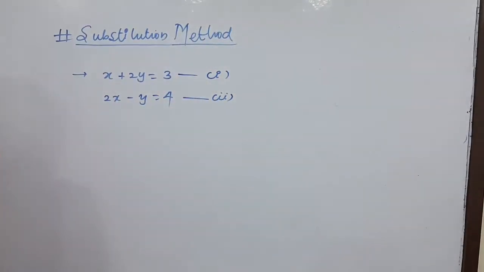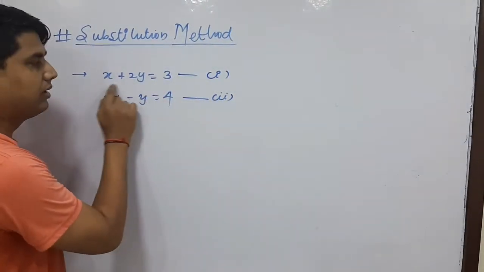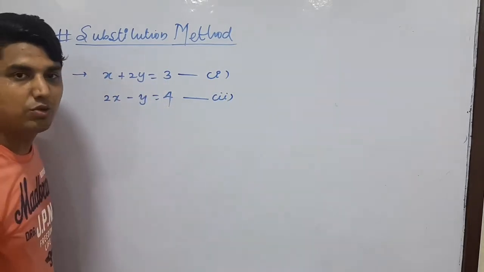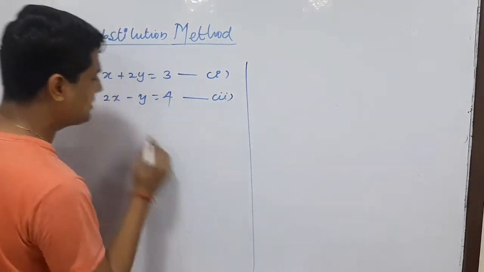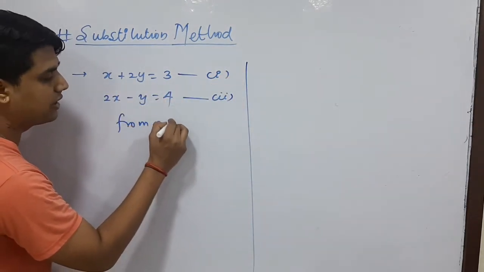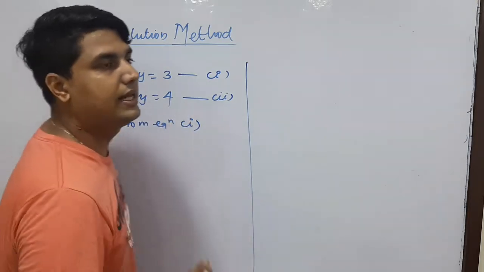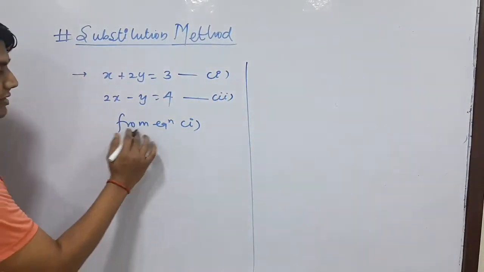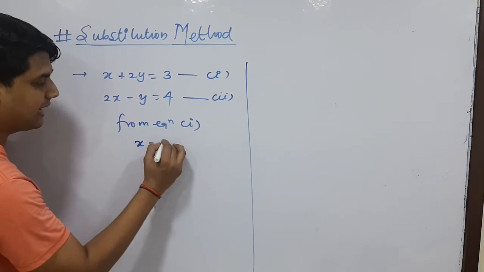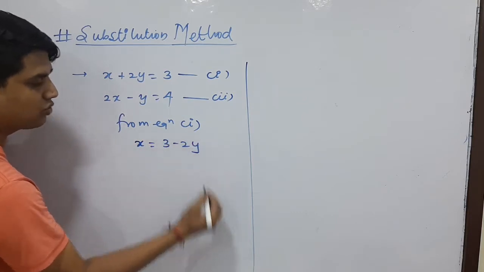Now just look at these equations: x plus 2y is equal to 3, and 2x minus y is equal to 4. Let's select the first equation. You can select any equation, one or two; it is totally your choice. I am selecting equation 1, and from the first equation I can write x is equal to 3 minus 2y.